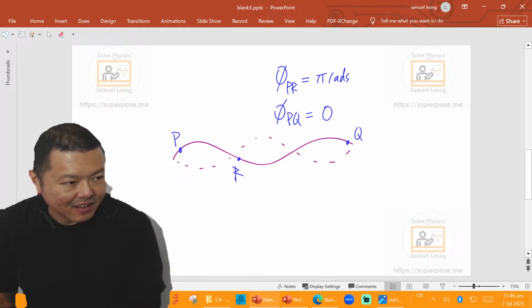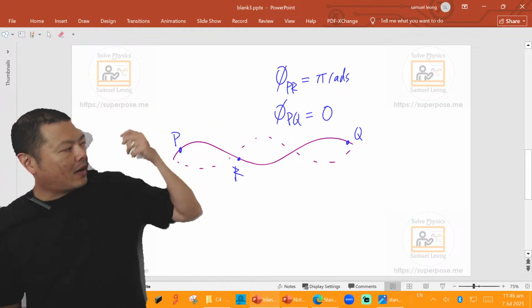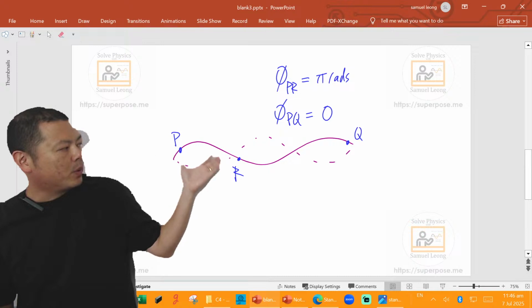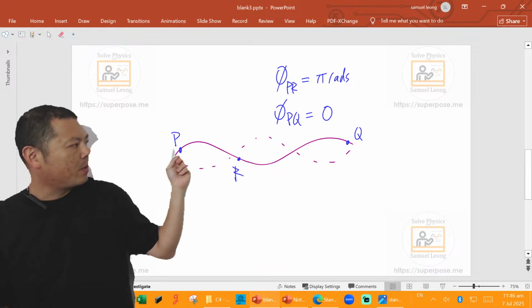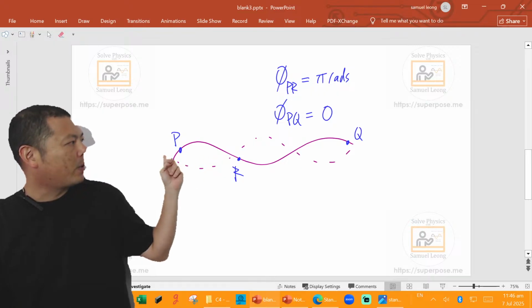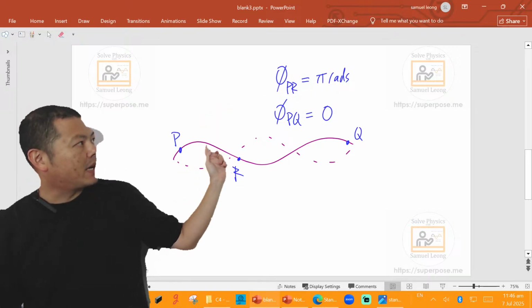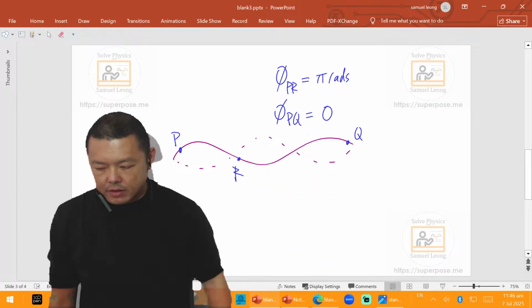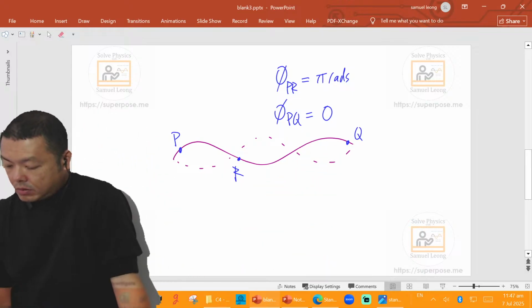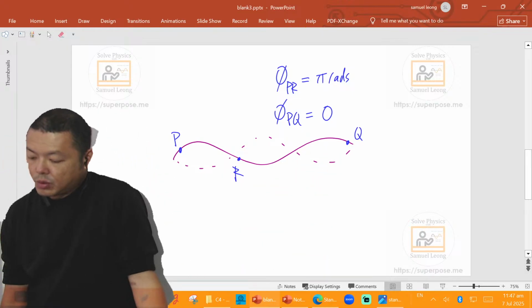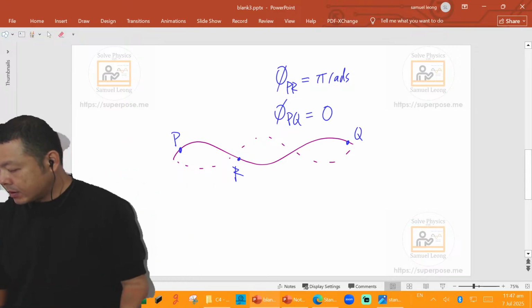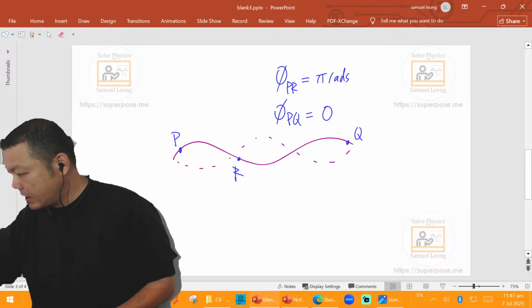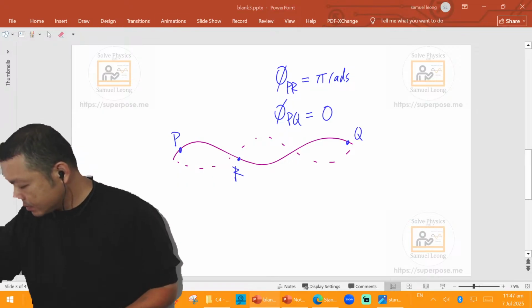But you see, I think my past experience is that if nobody showed you that, students will just sit there and keep wondering. They'll spend hours trying to figure out why it is pi radians, why it is 0 radians. I mean, between R and Q, also pi. Yeah, between R and Q is also pi. So if you want to take this down, you take it down, otherwise I'll move on in just a bit.